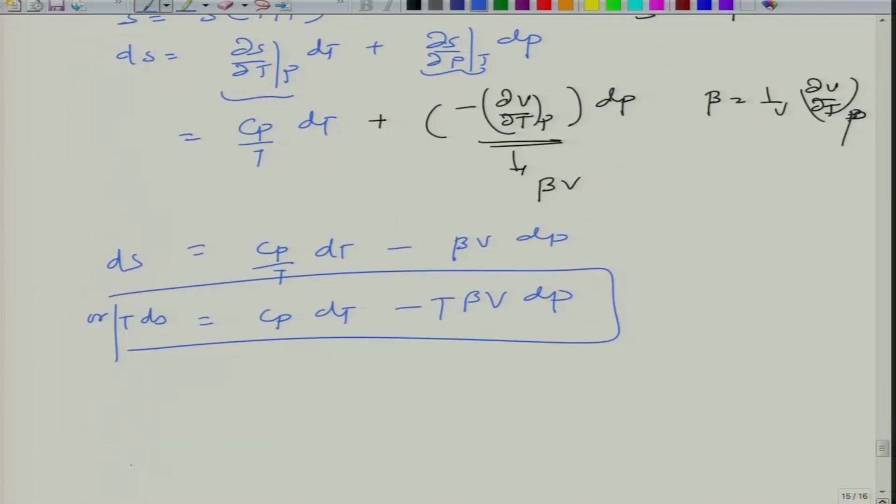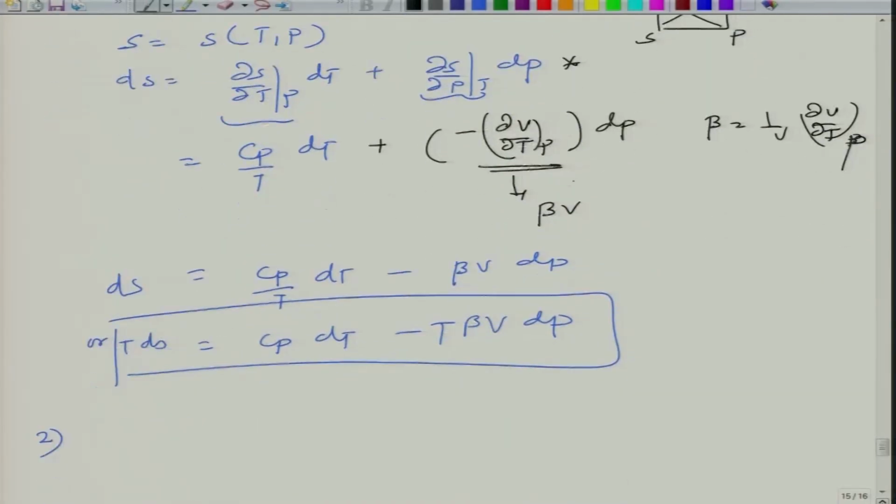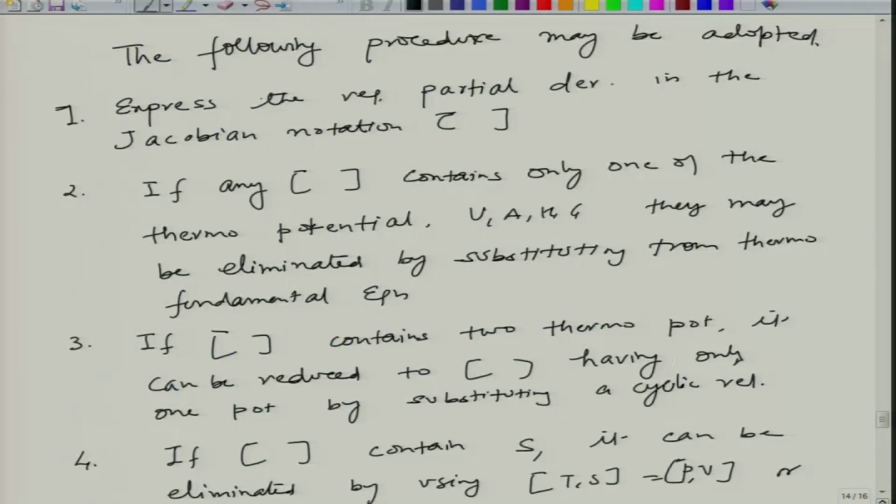Now let us see how we do this when we make use of the Jacobian. Looking at this expression, again we go back to it. We have the partial derivative, and we have to represent it in Jacobian notation, and this is what I have written here also. Express the required partial derivative in the Jacobian notation.